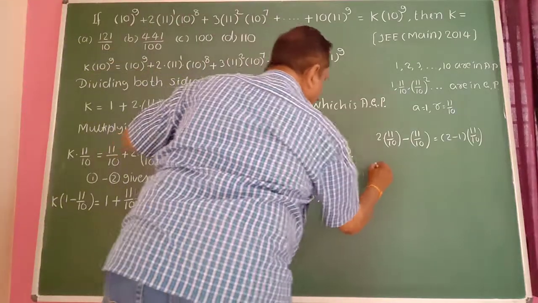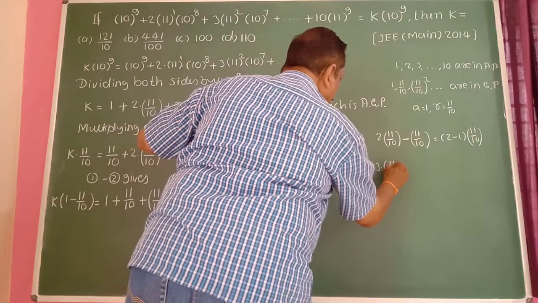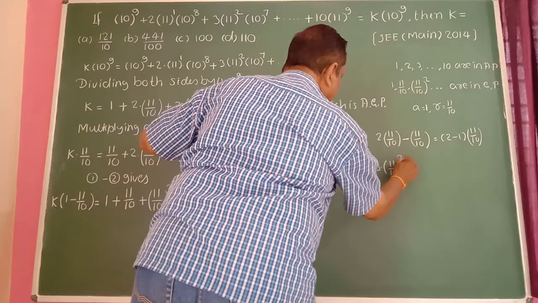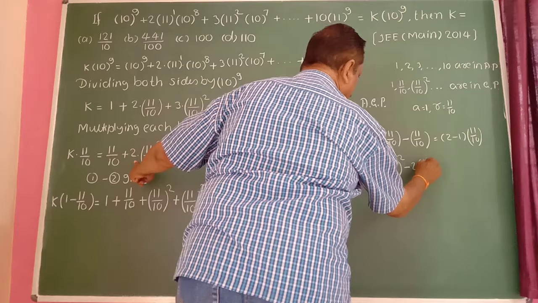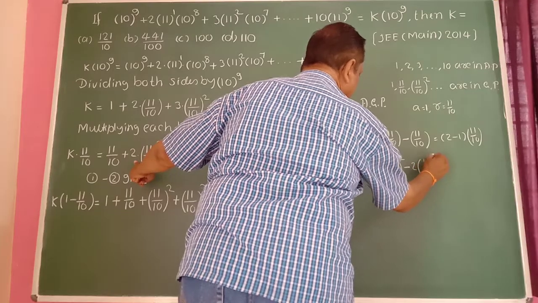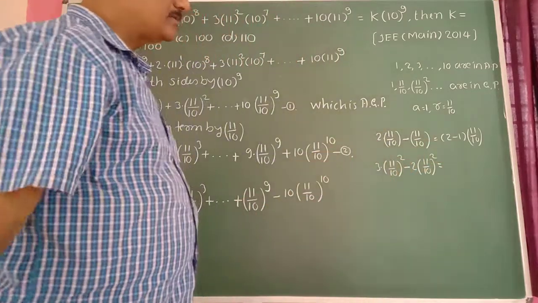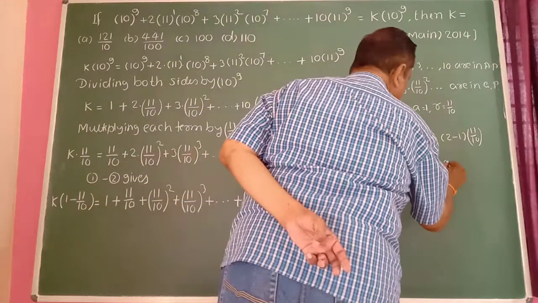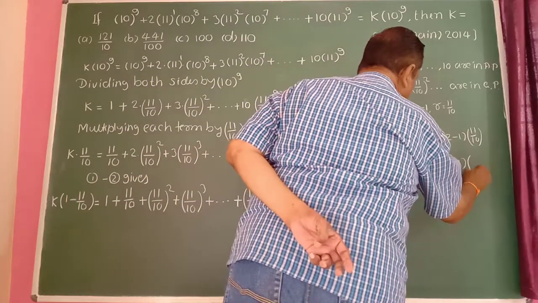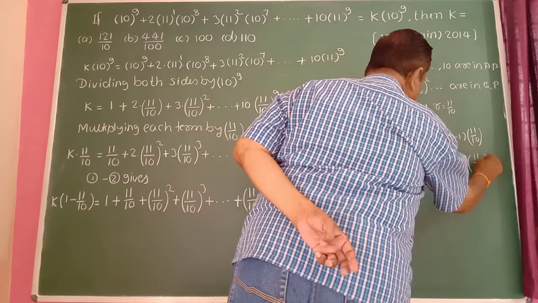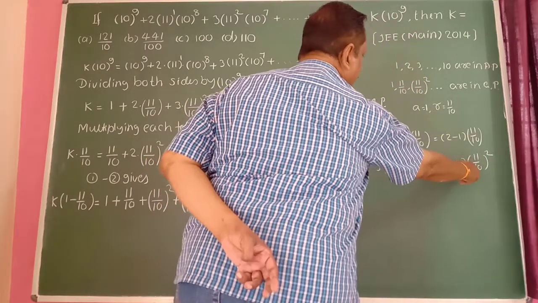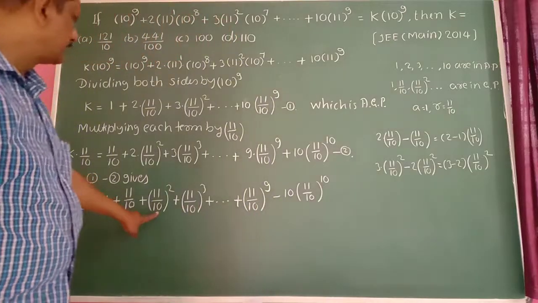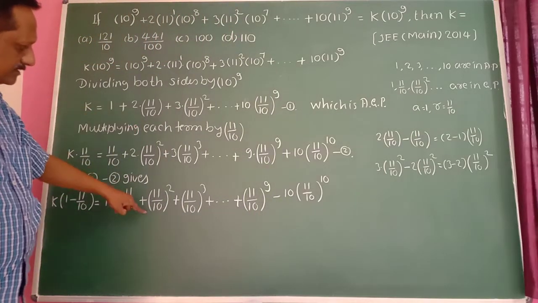So 3 into (11 by 10) squared, minus this: 2 into (11 upon 10) squared here. (11 upon 10) squared is the common factor here. So 3 minus 2, into (11 by 10) squared. 3 minus 2 gives 1, and 1 into (11 by 10) squared is (11 by 10) squared. This minus this gives this here.